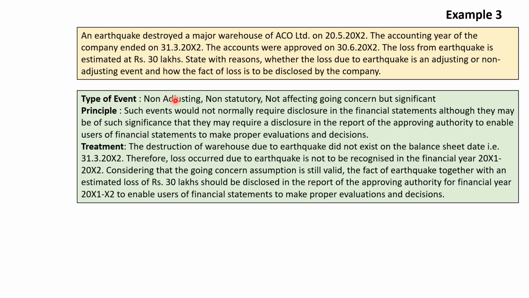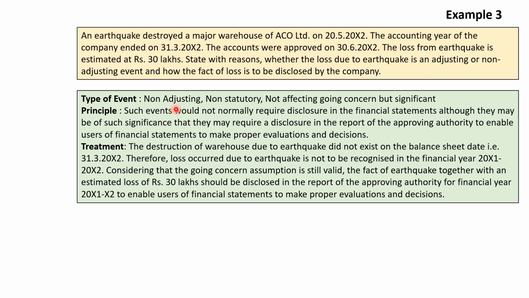This is which type of event? It's a non-adjusting event basically, because the event did not happen prior to 31st March. It is a non-statutory event. There is no dividend-like adjustment here. It is also not affecting going concern, because they have not told you that the company's total assets are destroyed. They are saying only assets of rupees 30 lakh are lost, and the loss has been ascertained. But it is a significant event, so it is non-adjusting because it was not something which happened prior to 31st March.